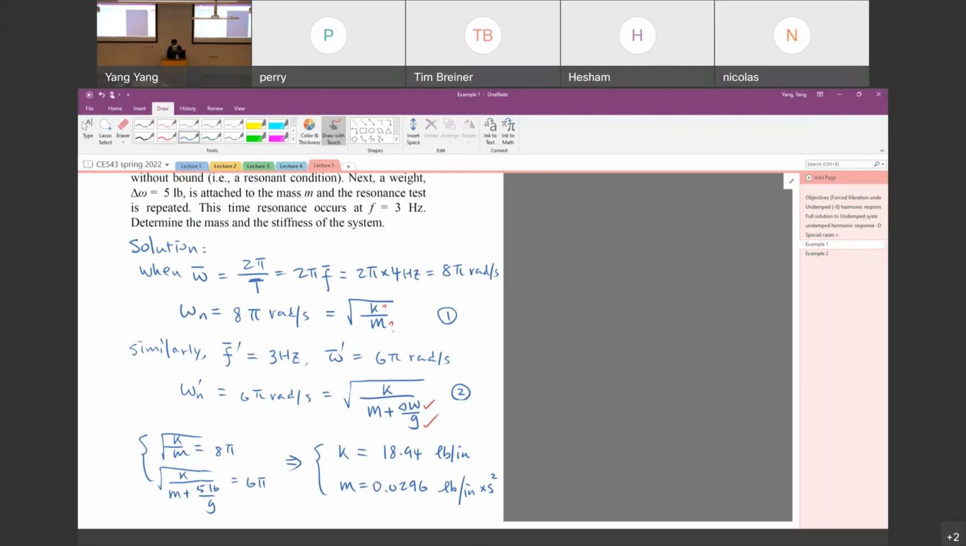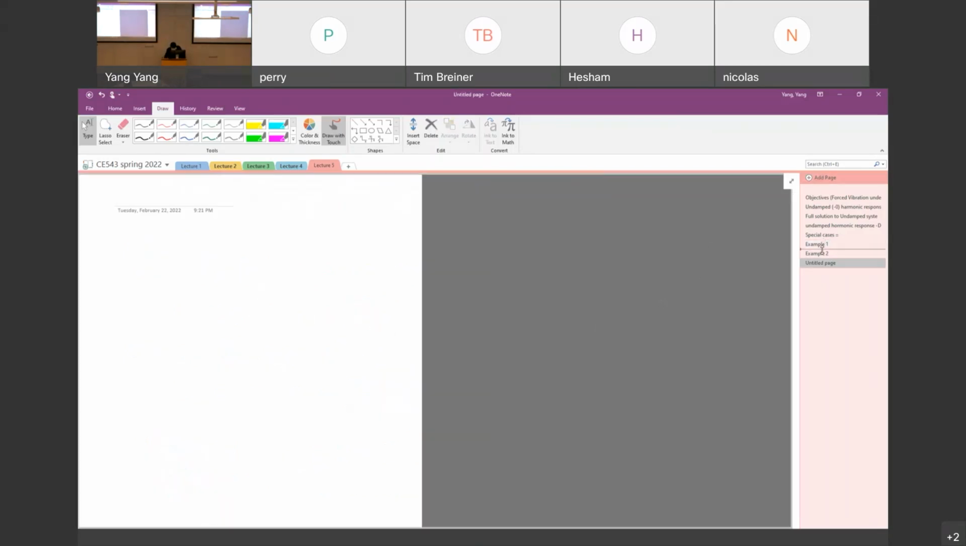And how about if we have some damping here? What would happen? We have time here. Let's also talk about the response of the damped system.